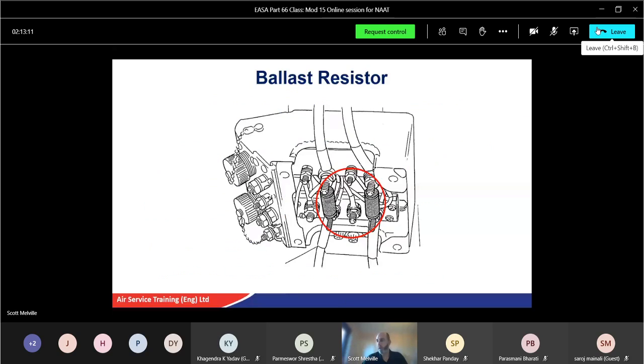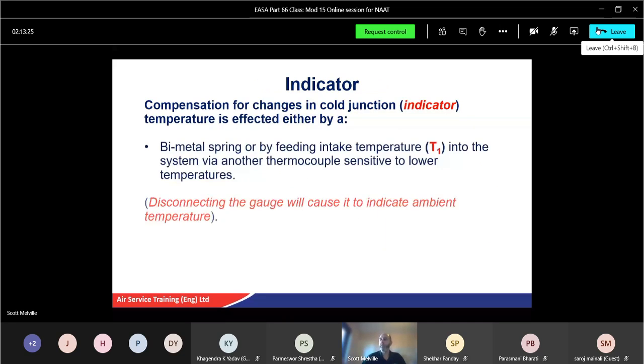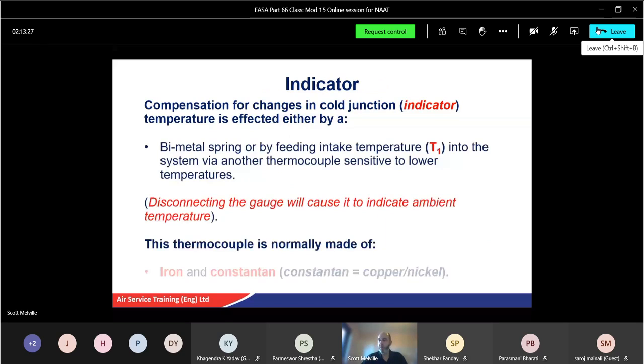In fact, I'll just go back a minute because I want to make sure I've got that there for you. No, I'll come back to that in a minute. Okay, the T1 thermocouple is normally made of iron and constantan.